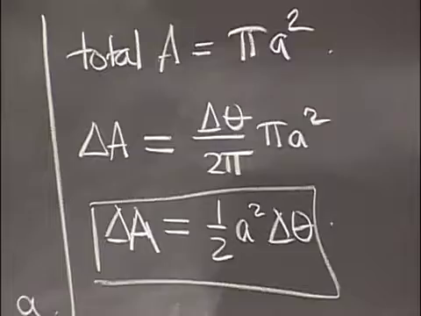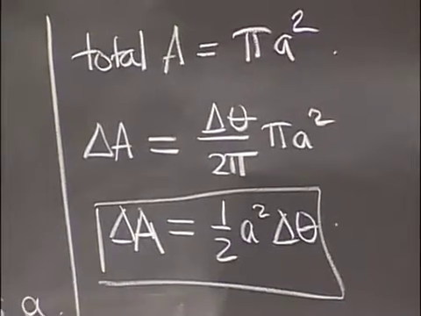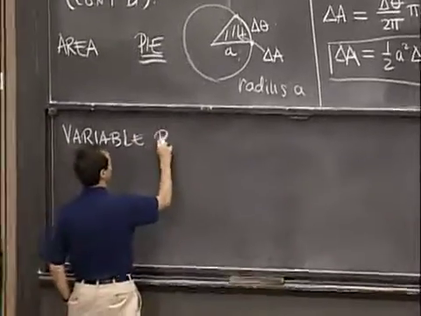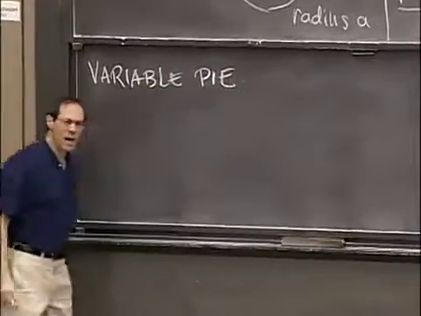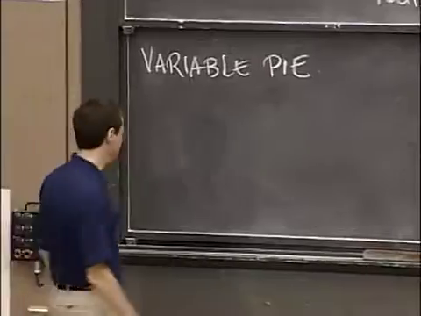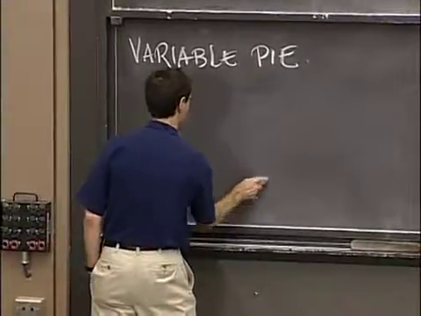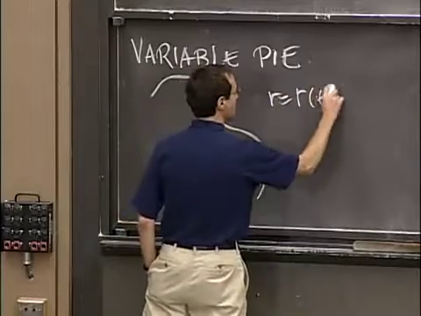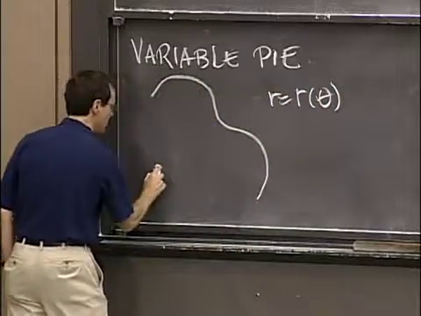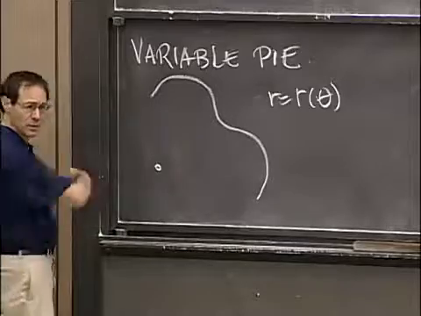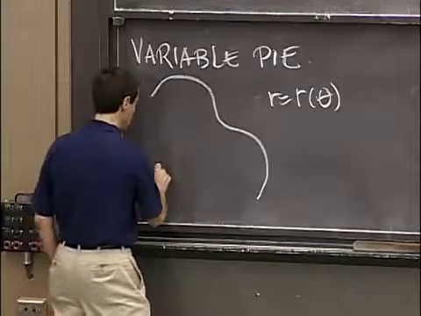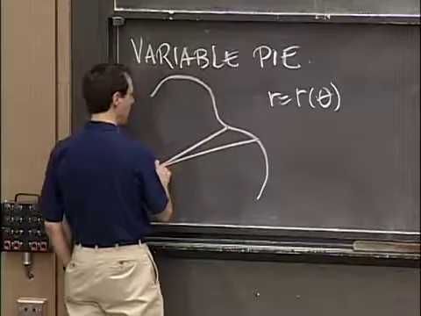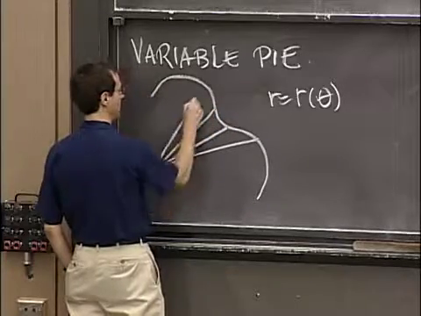And now what we need to do is to talk about a variable pie here. That would be a pie with a kind of wavy crust, which is coming around like this. So r is equal to r of theta. The distance from the center is varying with the angle where we're shooting out. And now I want to subdivide that into little chunks here.